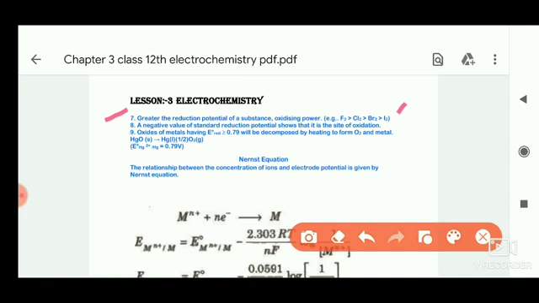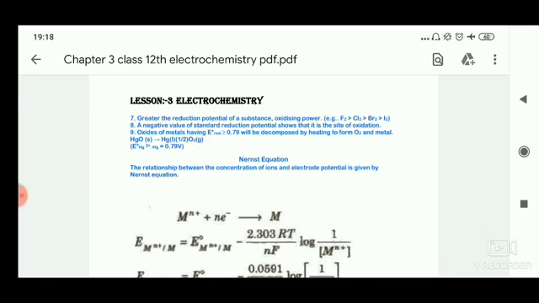Oxides of metals having E naught reduction greater than or equal to 0.79 will be decomposed by heating to form O2 and metal. You can see here the example: HgO gives Hg and O2. That is the potential given, E naught equals 0.79.